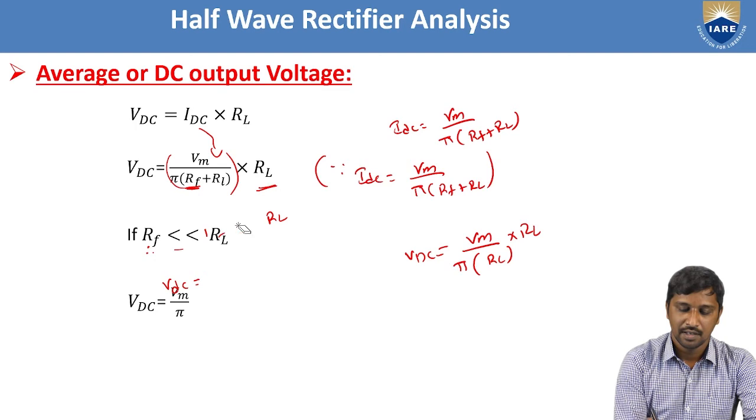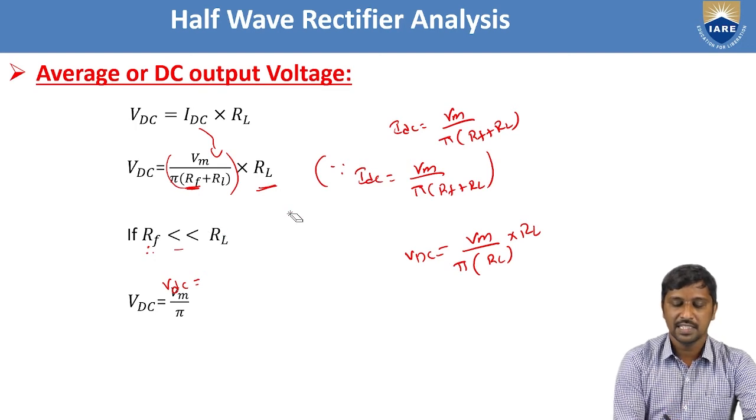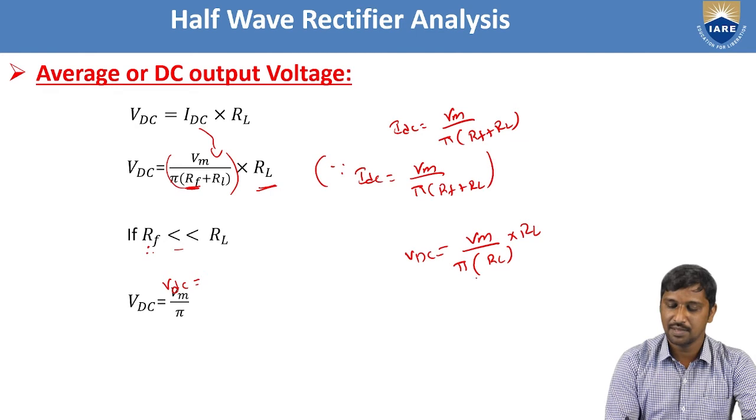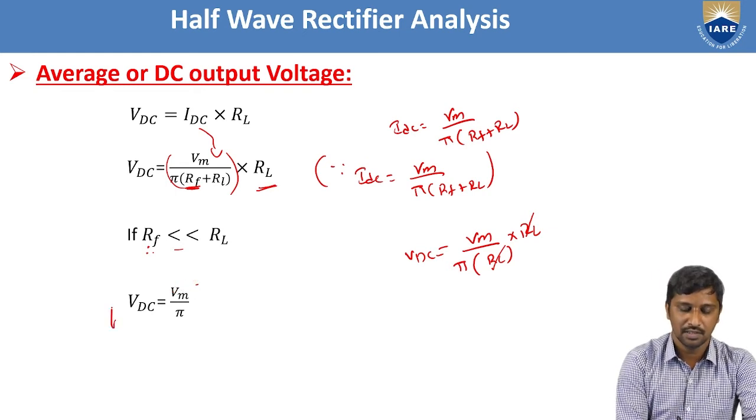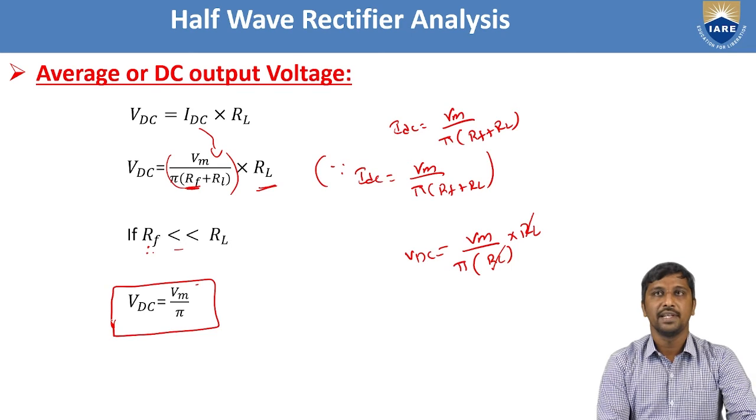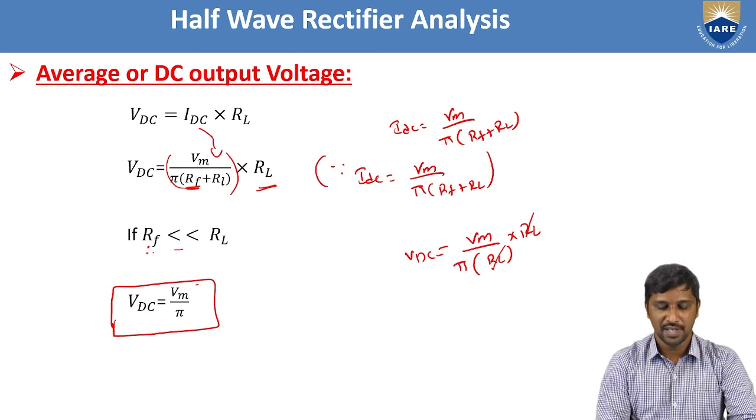If RF is much less than RL, I am going to neglect this diode forward resistance, meaning I assume it as 0. If RF is 0, then 0 plus RL becomes RL. So this RL gets cancelled. Then the VDC value gives Vm by pi. So the DC output voltage VDC is equal to Vm by pi.